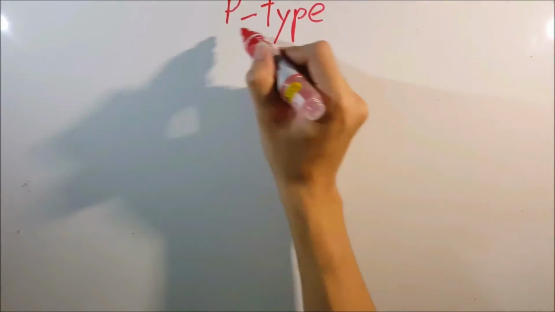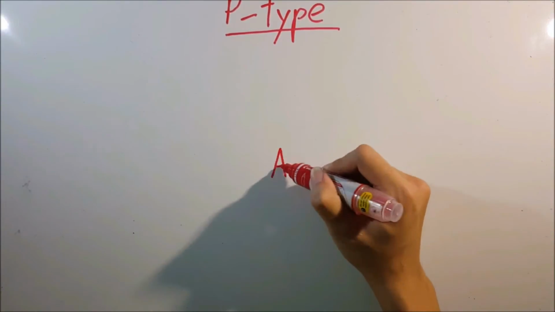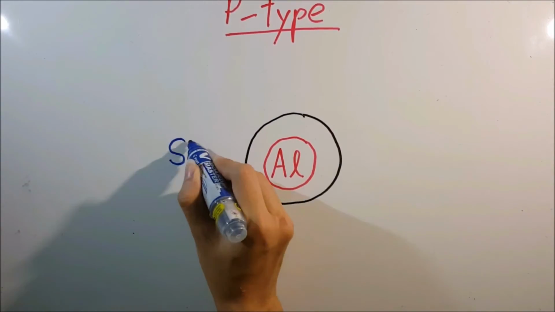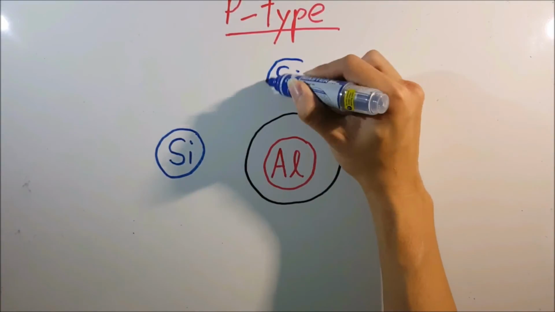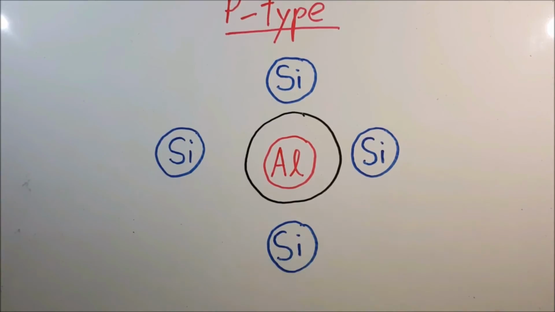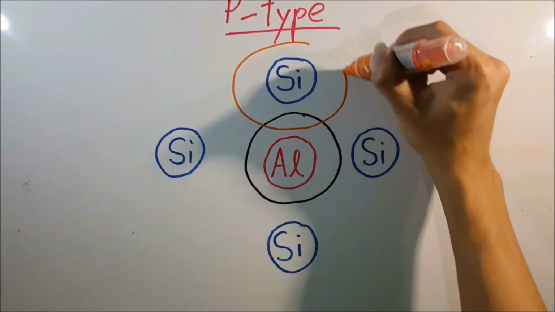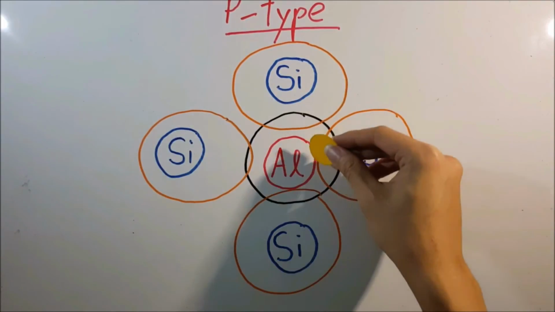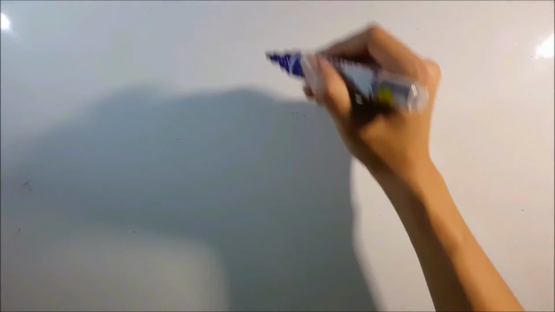Let's talk about p-type first. The major carrier for p-type semiconductor are holes. To produce a p-type semiconductor, we need to increase the number of holes by adding trivalent impurity atoms. Those are atoms with 3 valence electrons, such as boron, indium, and aluminium. Each impurity atom forms covalent bonds with 4 adjacent silicon atoms. Since 4 electrons are needed, a hole is formed.